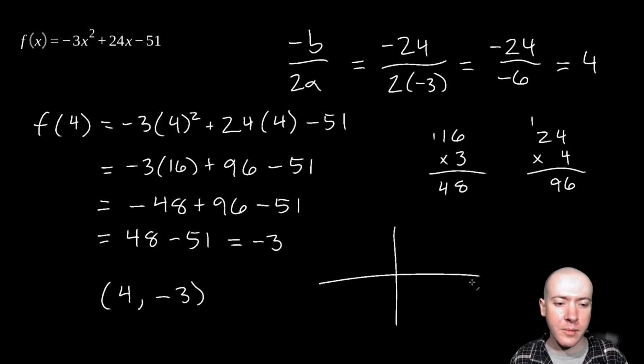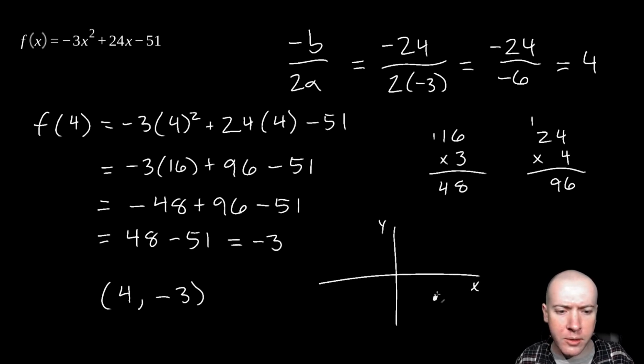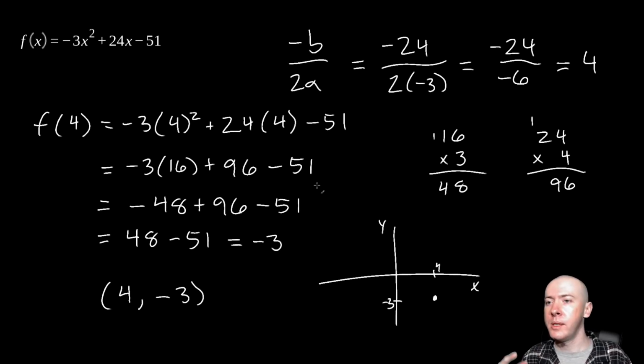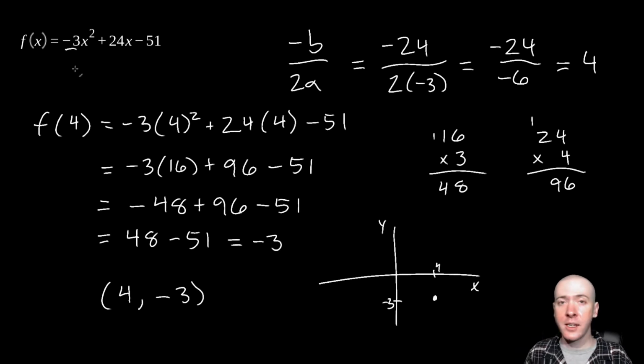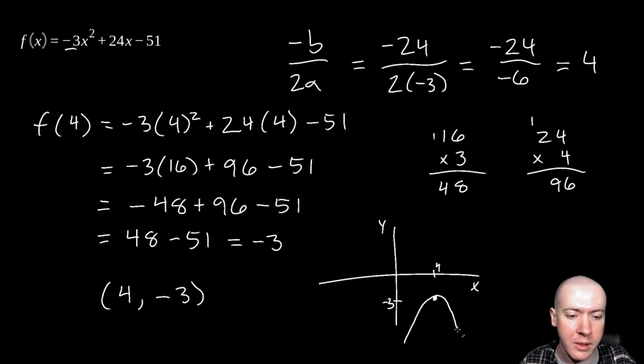So 4, negative 3 is going to be maybe down here, right? So x is 4 and y is negative 3. All right, now is the parabola opening up or down? We look at the coefficient of x squared. Since it's negative, the parabola is opening down, so it's going to be something like this.